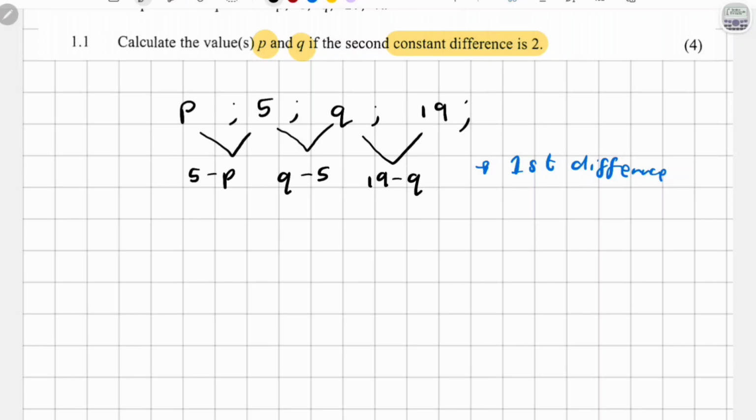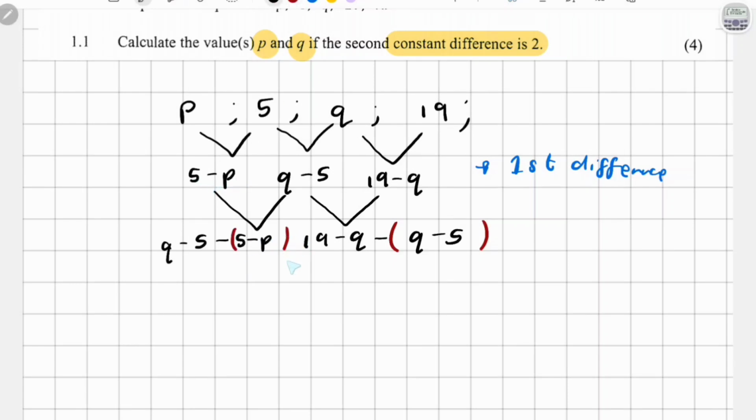We will just say 19 minus Q minus Q minus 5. So let's see, 19 minus Q minus, but do you notice that Q minus 5 is 2 terms? So it means you need to include brackets so that it can apply to the Q and the negative 5. So we're going to have Q minus 5. Okay, and that's what we have there. Then we should also do the same to these 2 terms as well. So Q minus 5 minus the 5 minus P. So we'll include brackets and then say 5 minus P.